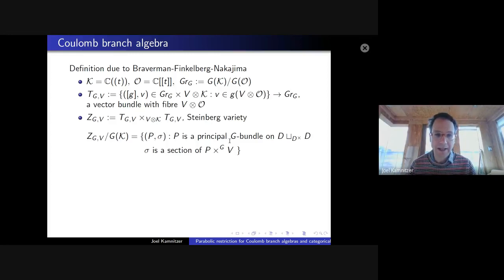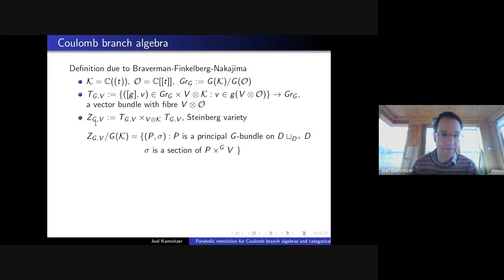And now I do an analog of a Steinberg variety kind of construction. So I take two copies of this vector bundle, and I take their fiber product over, not over the affine Grassmannian, but over the other thing they map to, which is V tensor K. So I end up with this space Z being triples: two points in the affine Grassmannian and one vector, which is in the lattice common to both affine Grassmannian points.